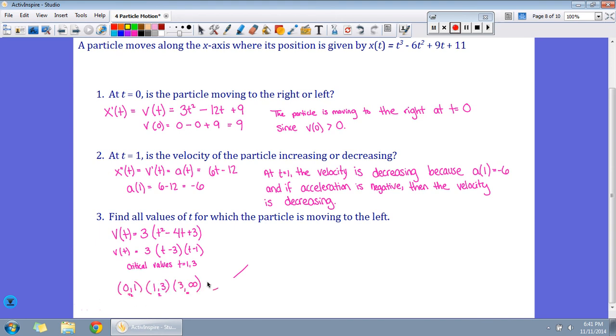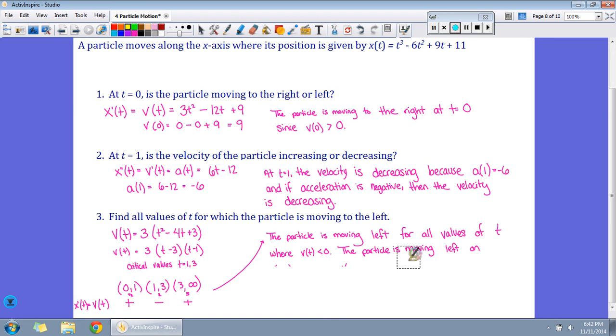So if we do a quick sign chart, we've got the intervals from 0 to 1, 1 to 3, and 3 to infinity. Plugging in 1/2, you get a positive velocity. Plugging in 2, you get a negative velocity. And plugging in 5 or 4 or 6 or whatever, you're going to get a positive velocity. So the particle is moving left for all values of t where velocity is negative. The particle is moving left on the interval from 1 to 3 because the velocity is negative.